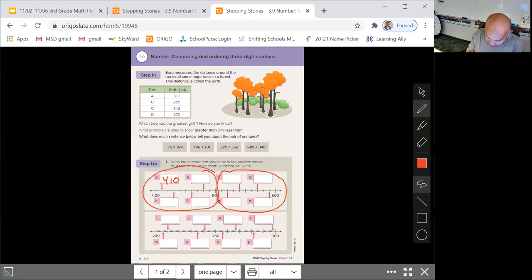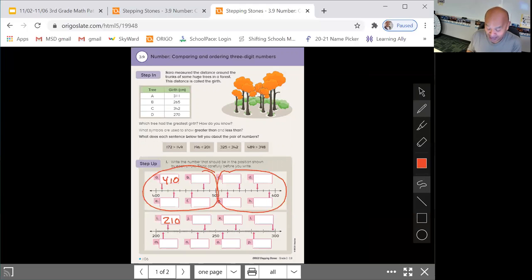So it looks like they're counting by 10. So 10, 20, 30, 40, 50. Yep, it is counting by tens. I just want to double check. So I is 210. Okay. I don't see any other numbers that are pointing to a long line.